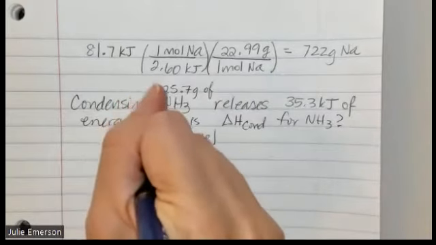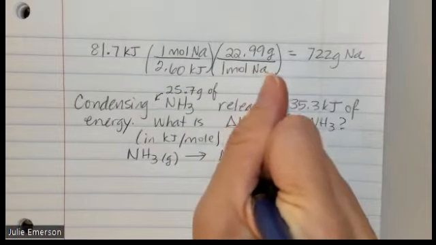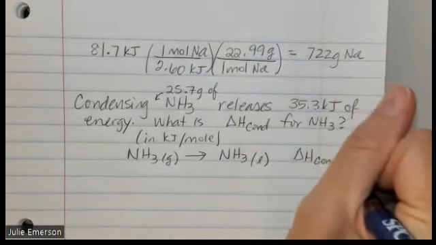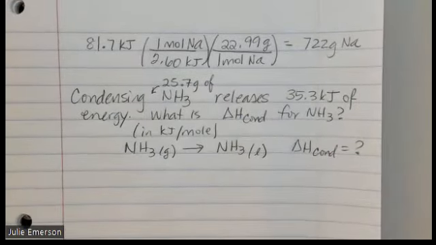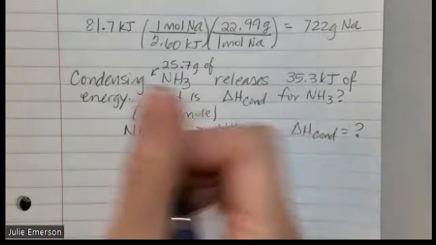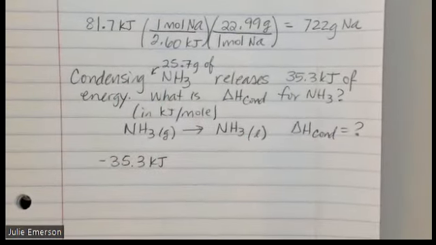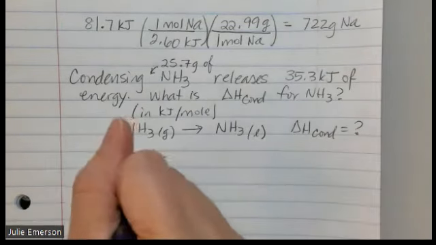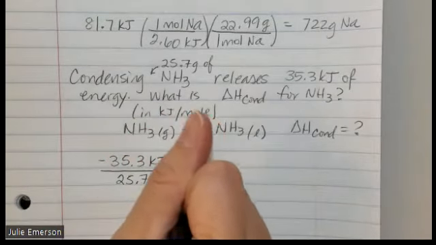So we're taking ammonia in the gas phase and condensing it into ammonia in the liquid phase. And we are trying to figure out what the delta H value is for this. That's what we want, our delta H constant. What we have so far is that we know 35.3 kilojoules of energy is released. So it's a negative, right? It's going to be an exothermic process. And that is the amount of energy for 25.7 grams of ammonia.